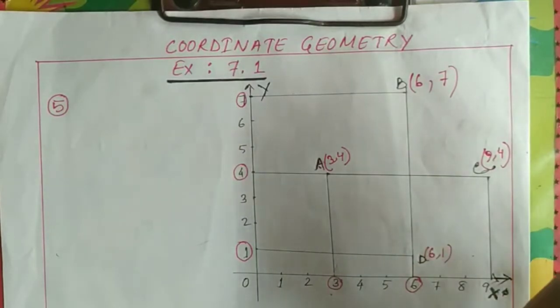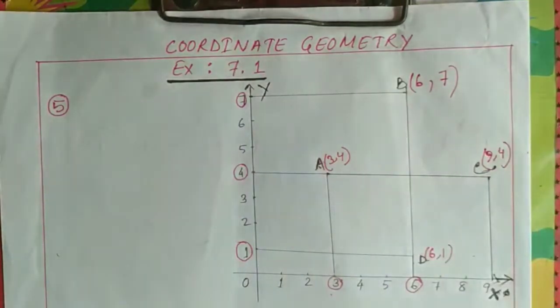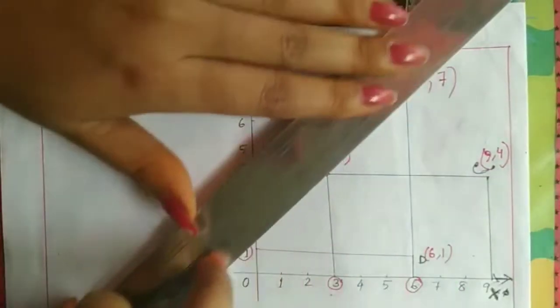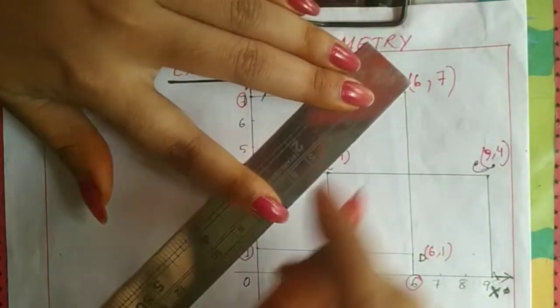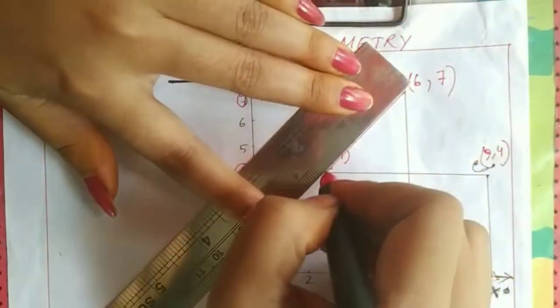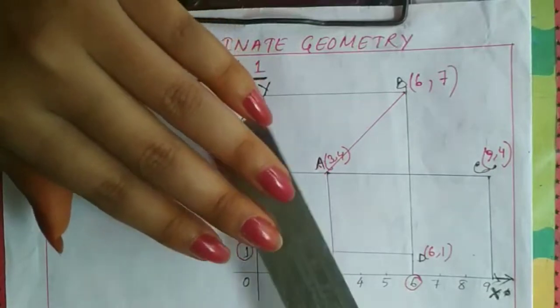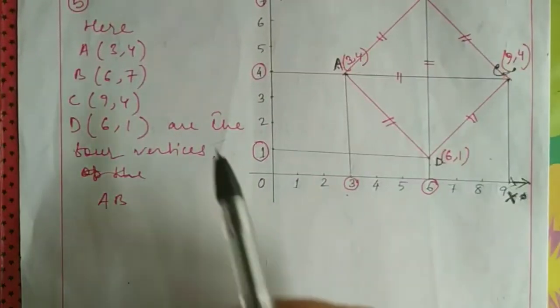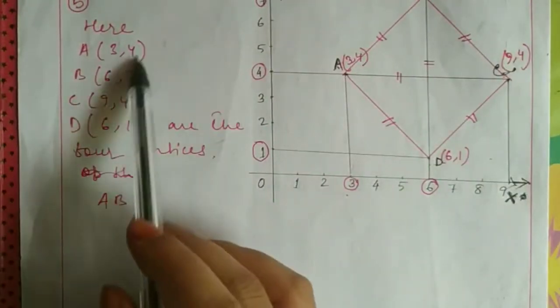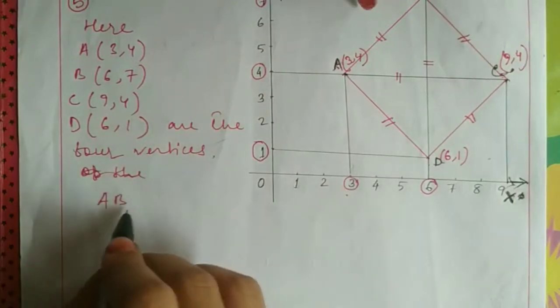After this, join these points. AB, BC. Okay. Here ABCD are the 4 vertices. And after this, find AB.